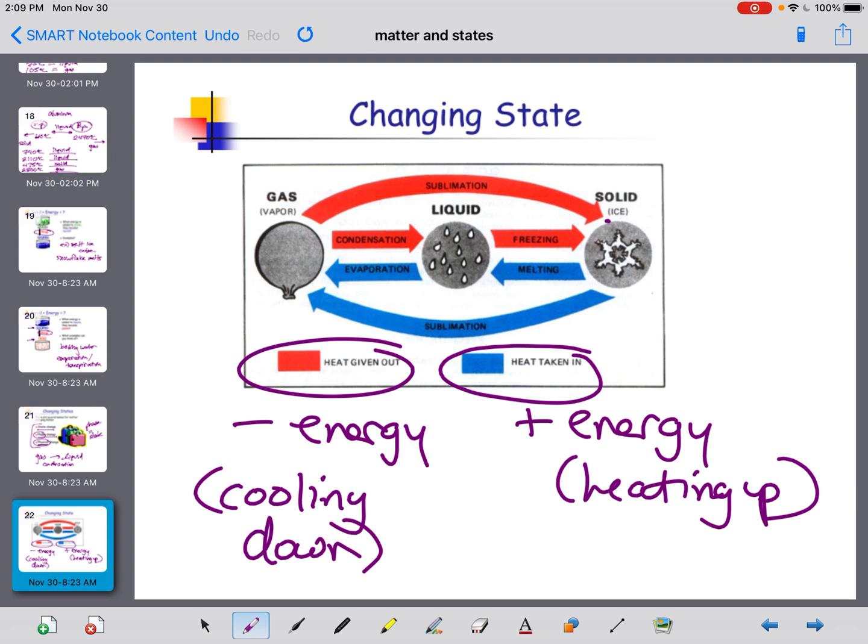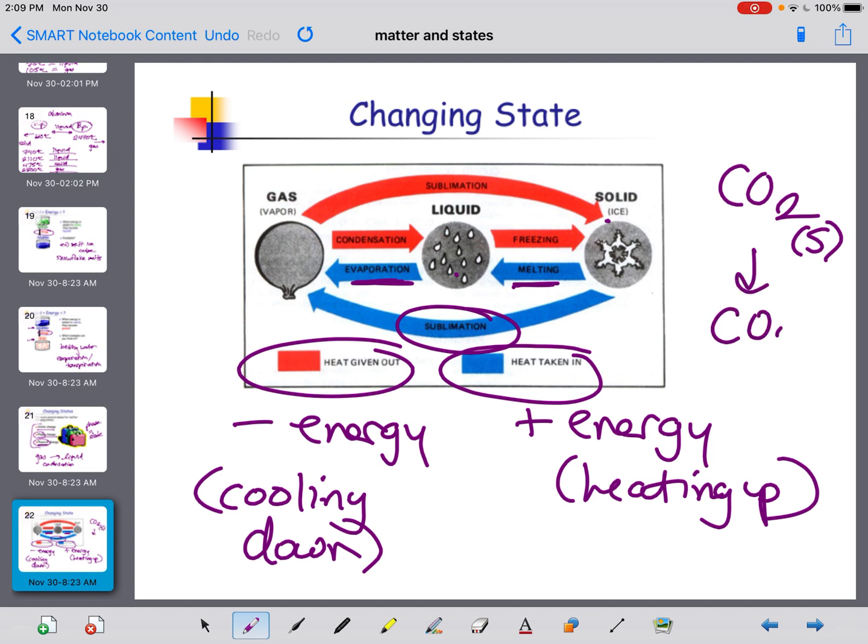So to go from a solid to a liquid, that's known as melting. From a liquid to a gas, that's known as evaporation. Now, there are some types of matter that don't have a liquid state. It actually goes straight from solid to gas. That's known as sublimation. There's not too many things that do that, but carbon dioxide is one of them. So carbon dioxide can have a solid state and it goes directly into a gas state.